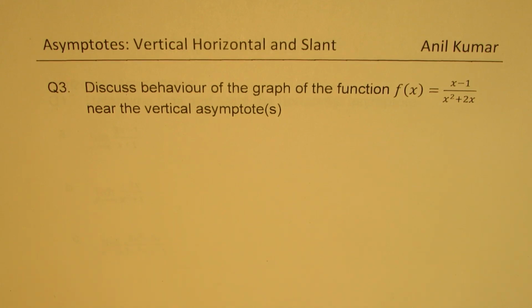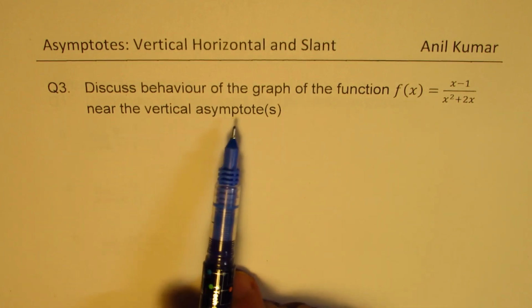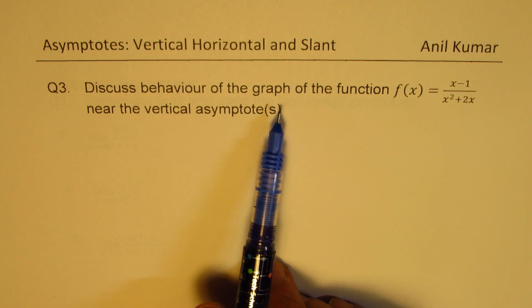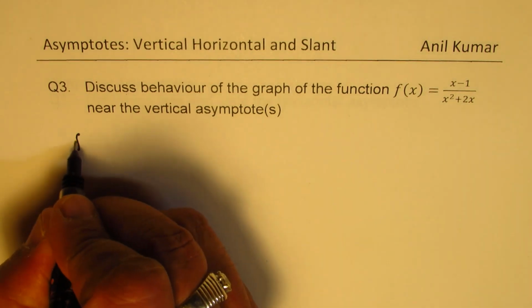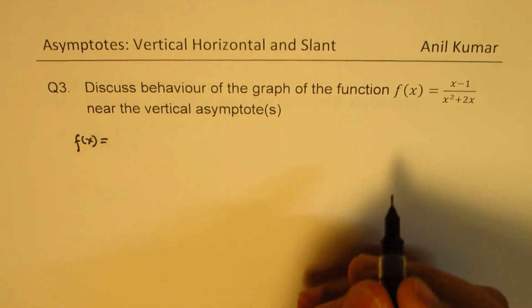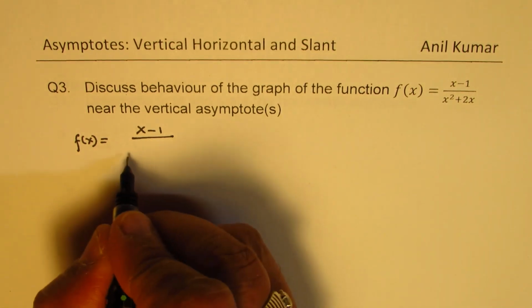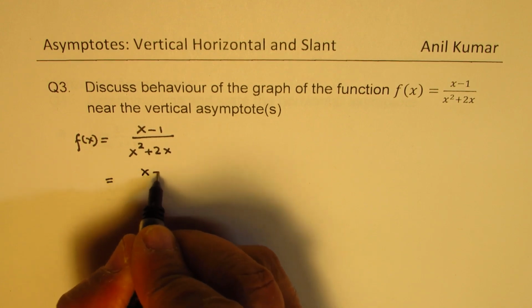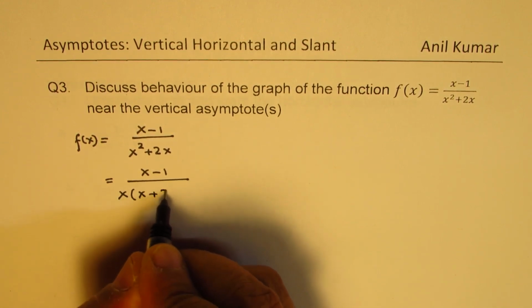Now, let us discuss behavior of the graph of the function near a vertical asymptote. This is a very important strategy to understand, especially when we are trying to sketch a graph, right? So let me rewrite the function. The function before us is f of x equals x minus 1 over x squared plus 2x. I could write this as x minus 1 over x times x plus 2, since x is common.